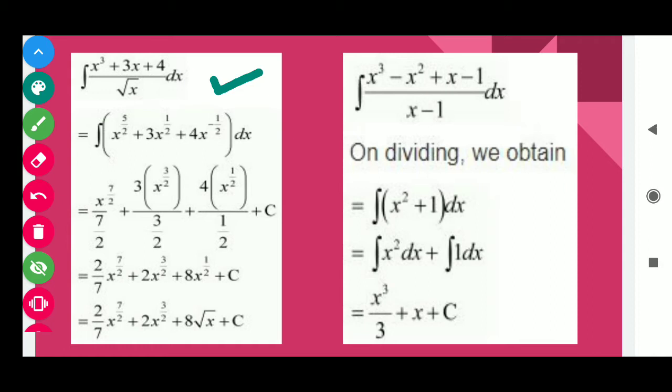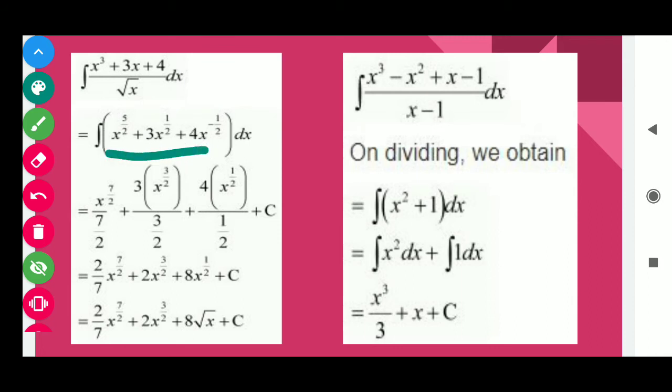But remember one thing, we have to separate each and every term. So for that, we divide x cube over root x, 3x over root x, 4 over root x. In this way we get x raised to power 5 over 2, x raised to power 1 over 2, x raised to power minus 1 over 2. When we divide x cube by root x, root x goes in the numerator and the power comes minus 1 over 2. Base same, we solve the powers: 3 minus 1 over 2, we get 5 over 2. Similarly, here we have the next terms.